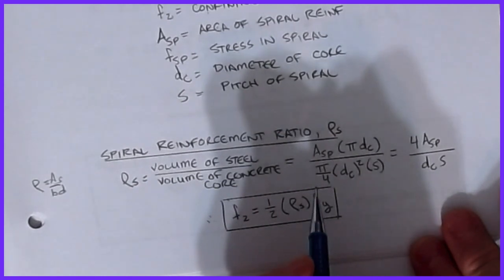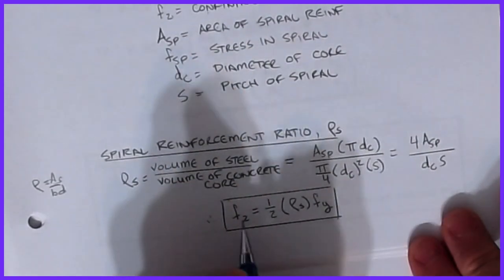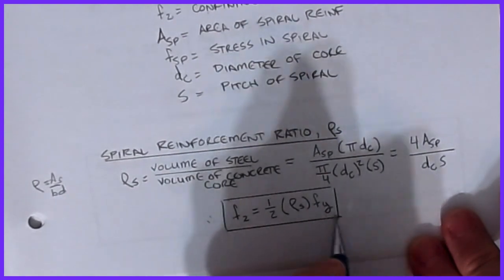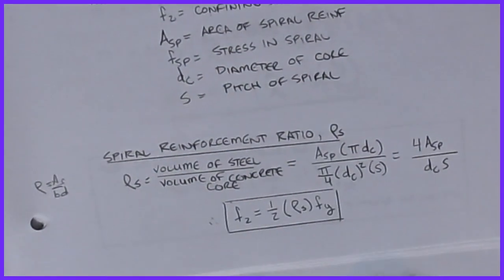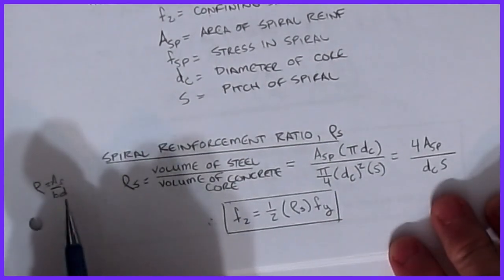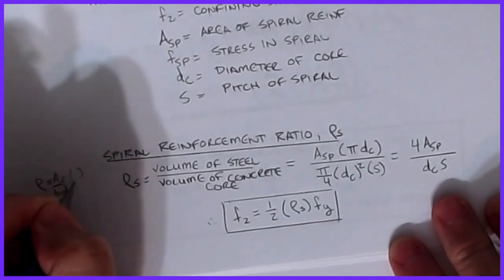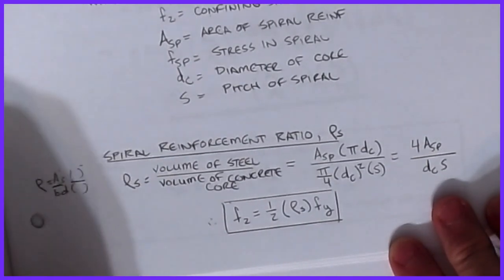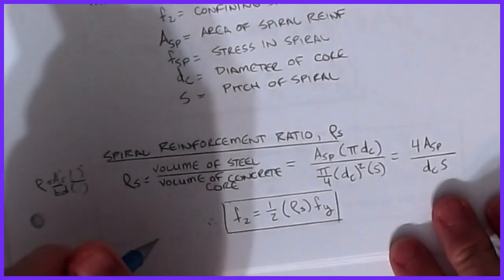If we look at the way we want to write this, we're going to say that F2 is going to be 1/2 of rho s times Fy. That is where that's coming from. So it's not really a bd kind of thing. It's a volumetric. We're multiplying by some value over some other value to get a volume over a volume, and that's the way that the spiral is considered.